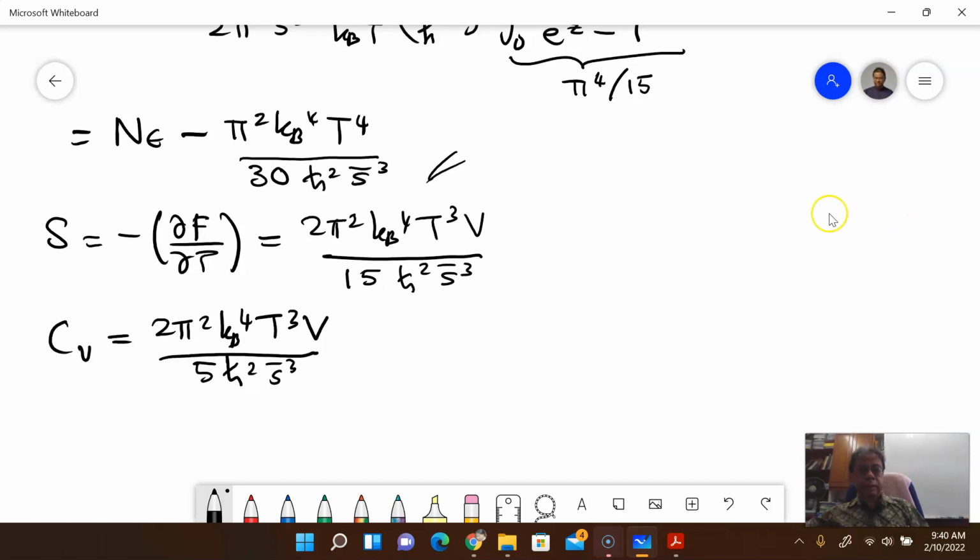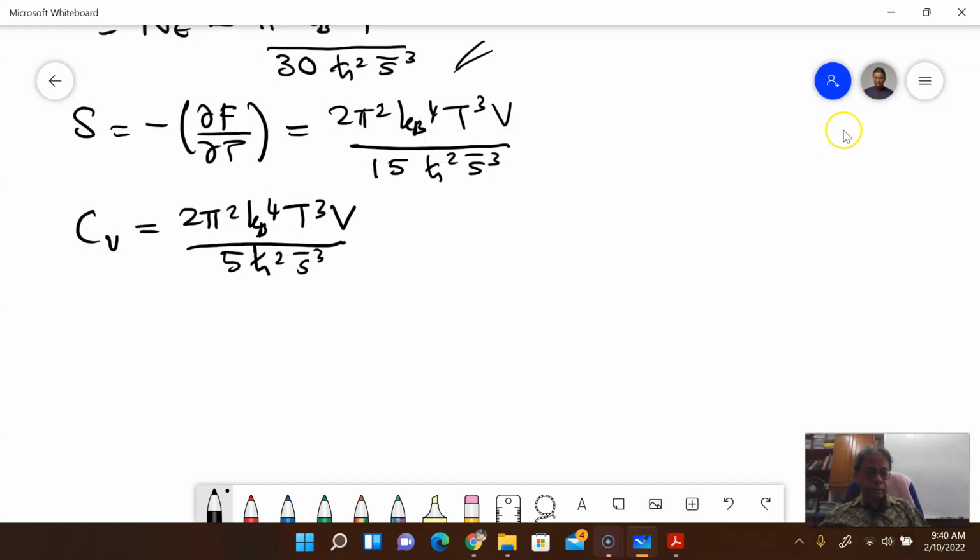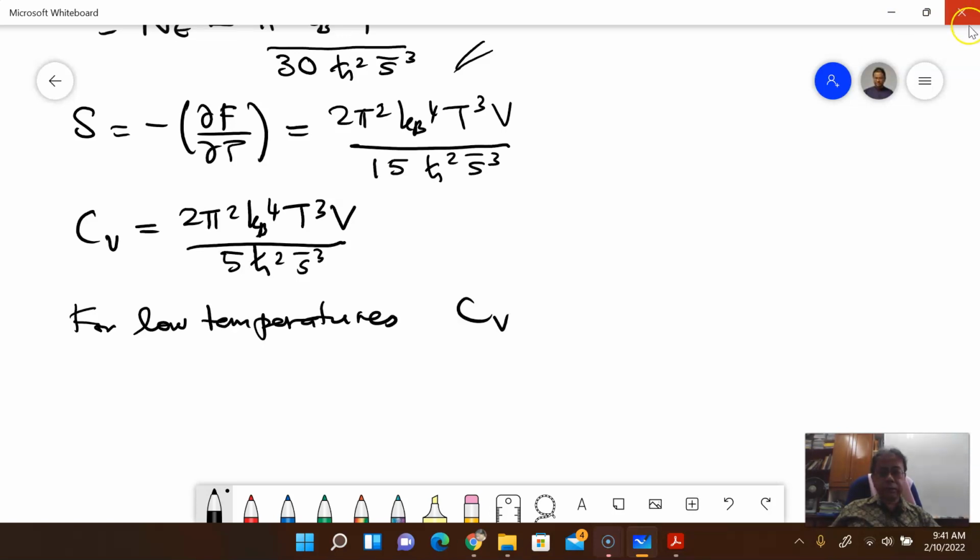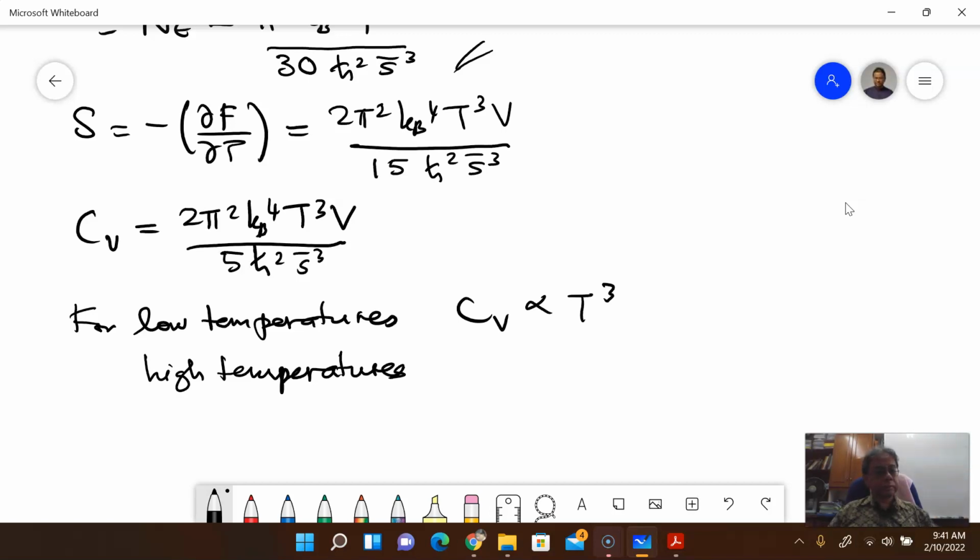So one can look again at the extreme limits of this heat capacity. For low temperatures, where Einstein's model had problems, one finds that Cv is proportional to T cubed. And for high temperatures, again I'm not going to go through all of this, you get back to the same limit as the Einstein model, which is the Dulong-Petit law. The full working is actually inside the book, so I'm not going to do it. Okay, so that's that.